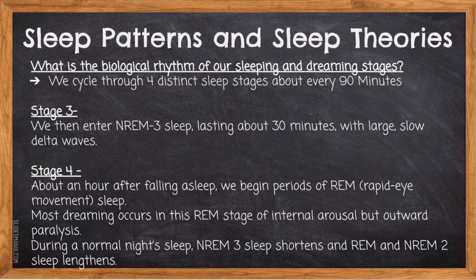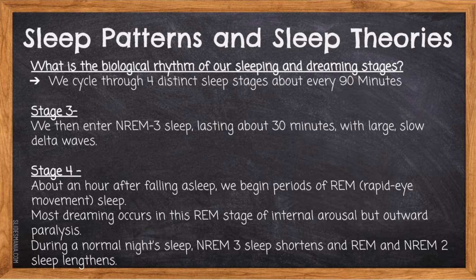Most dreaming occurs in the REM stage of internal arousal but outward paralysis. The point of the outward paralysis is so you don't act out your dreams. So your body, basically, your voluntary movement shuts down, but your brain is telling a story and you're in this fantasy world, right? During a normal night's sleep, you go through a progression of several 90-minute cycles, right?